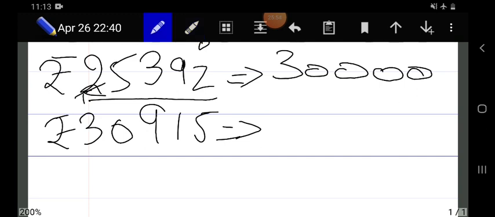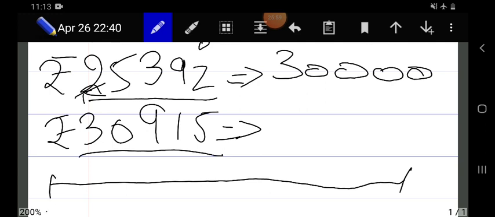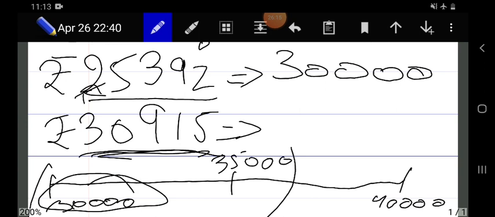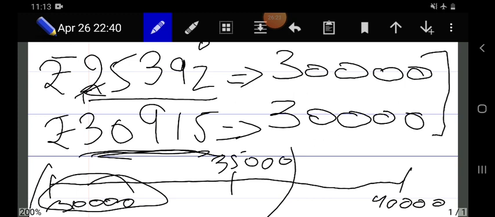And again, the second number, 30,915, lies between 30,000 and 40,000, and the midpoint will be 35,000. So as you can see, it will lie in this part, and the estimated value will be 30,000 again. So the estimated value of both numbers is 30,000 and 30,000, but we have to find out the estimated more money she paid.